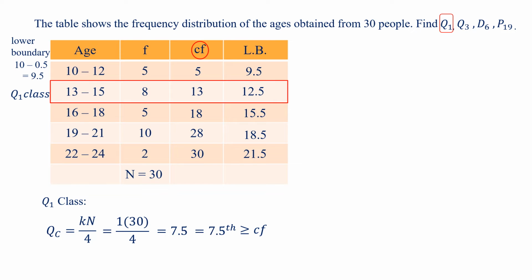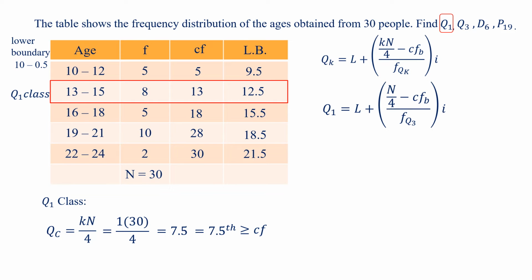So after determining the Q1 class, let us have the formula for your quartile. In here, we are going to have your L, which is equal to 12.5, your lower boundary, and then CFB, which is equal to 5, and then the frequency of your Q1 class, which is equal to 8. So substituting all the values, and I remember we have the class size, the i. We need to count 10, 11, 12, which is equal to 3, or 13 minus 10, which is equal to our i. So this would be our i, which is equal to 3.